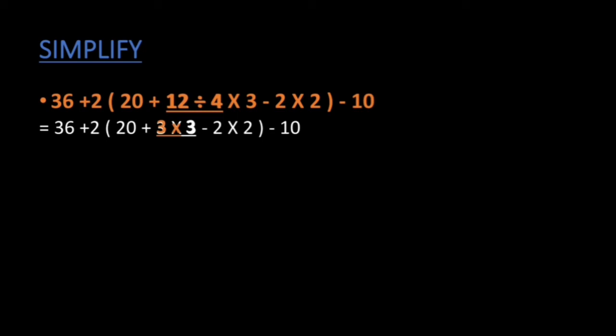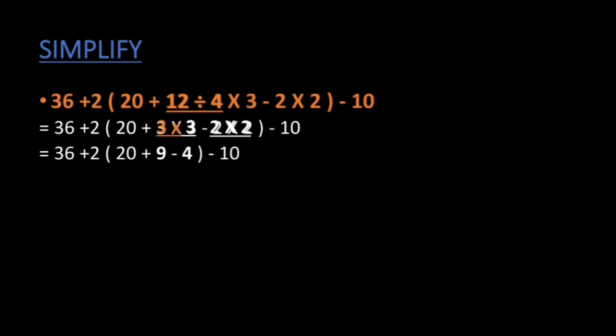Now in the next step, if we see 20 plus 3 into 3 minus 2 into 2, in the parenthesis there are two multiplications, 3 into 3 and 2 into 2. So first we will find the product of these two and then write it in the next step. 36 plus 2 into 20 plus, in place of 3 into 3 we have written 9, in place of 2 into 2 we have written 4. Other than that all the numbers are the same.